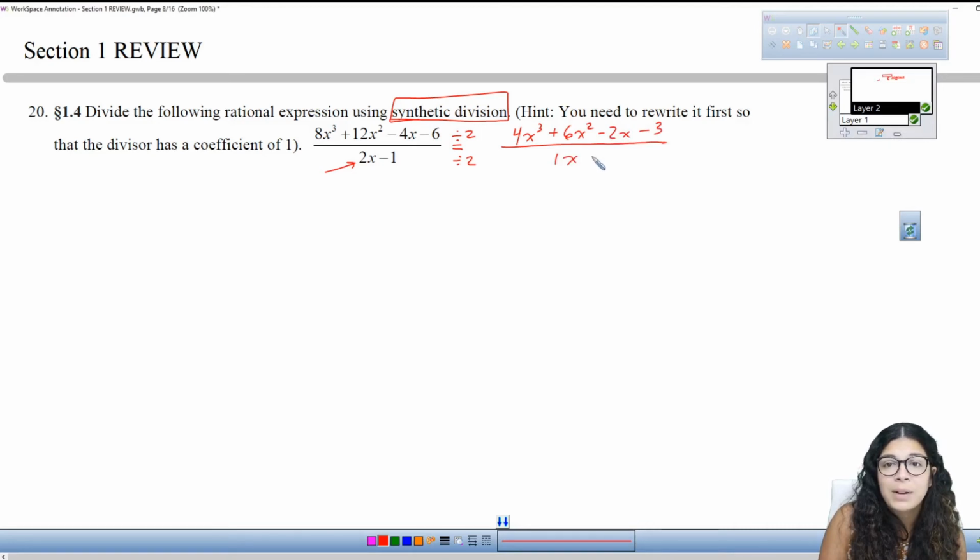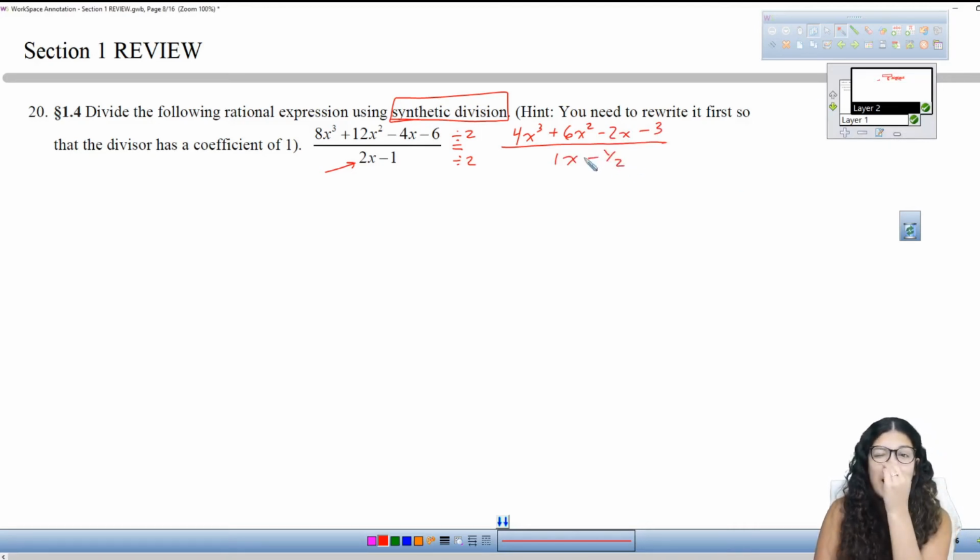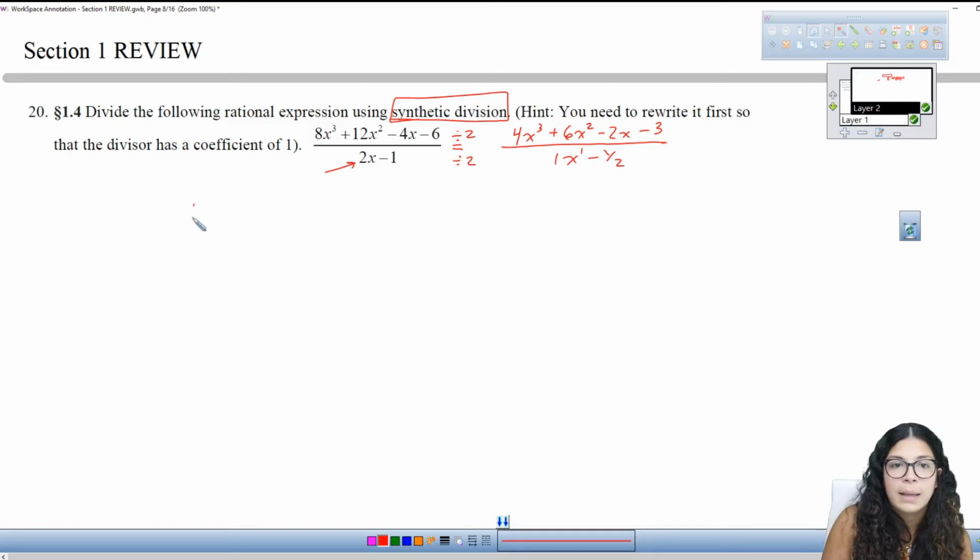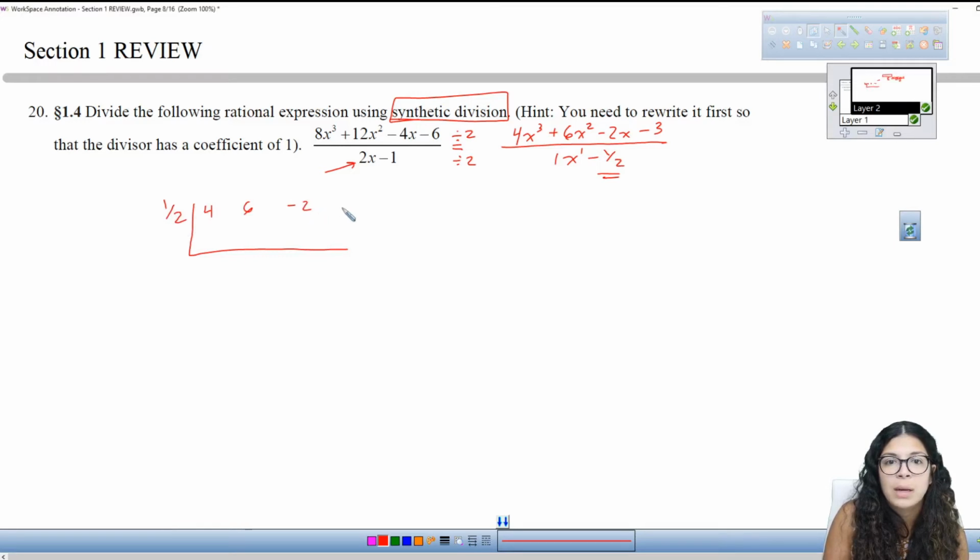And negative 1 divided by 2 is negative 1/2. Okay, so now I'm ready for synthetic division with coefficient of 1, power of 1. So let's go ahead and do synthetic. So c, remember, is the opposite of what you see. I see minus 1/2, so that is positive 1/2. And then my coefficients: 4, 6, negative 2, negative 3.